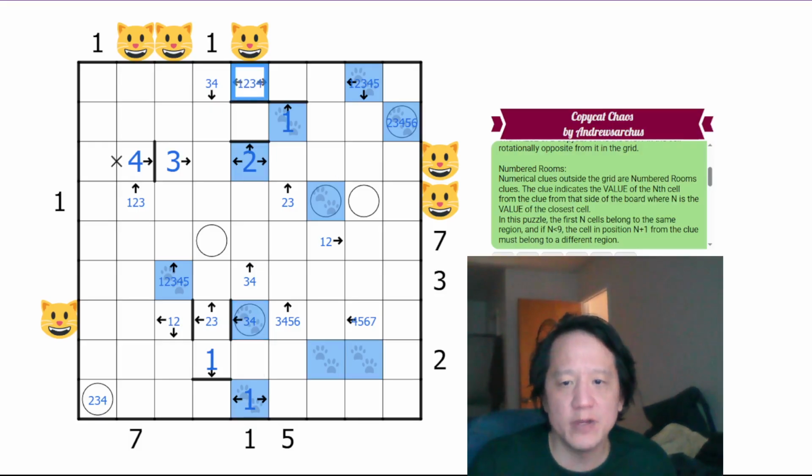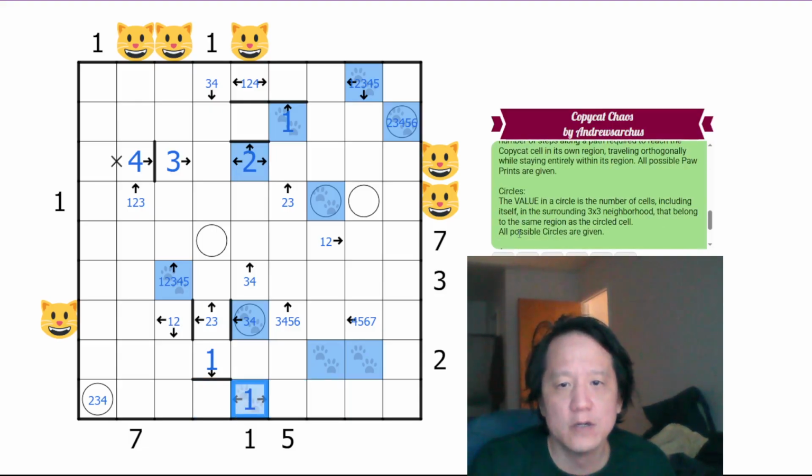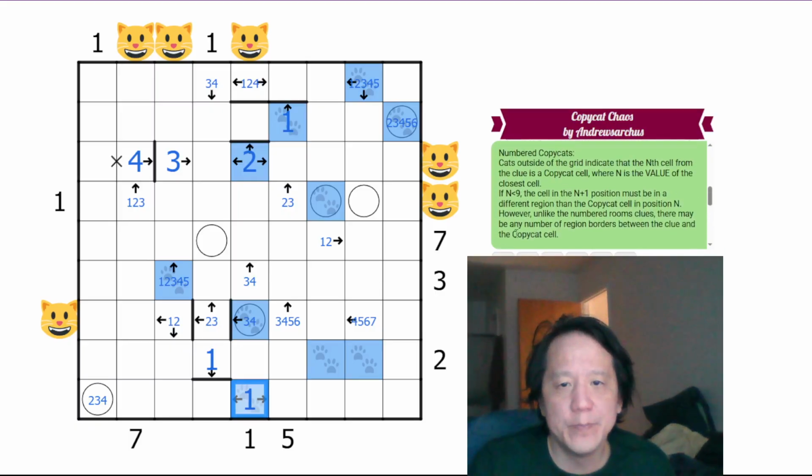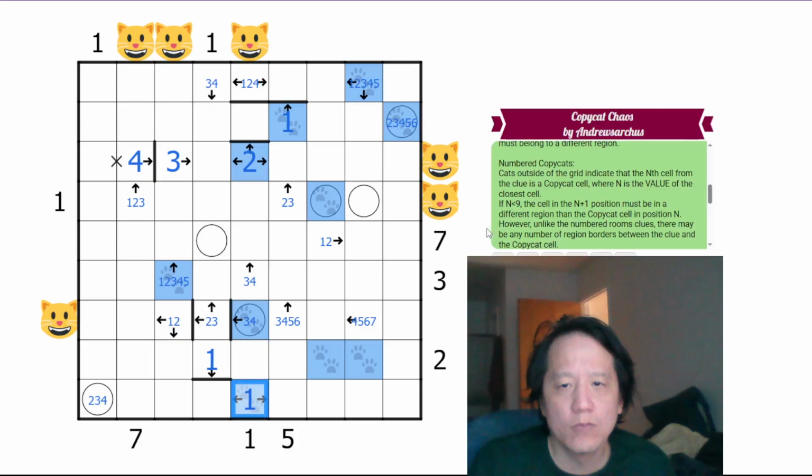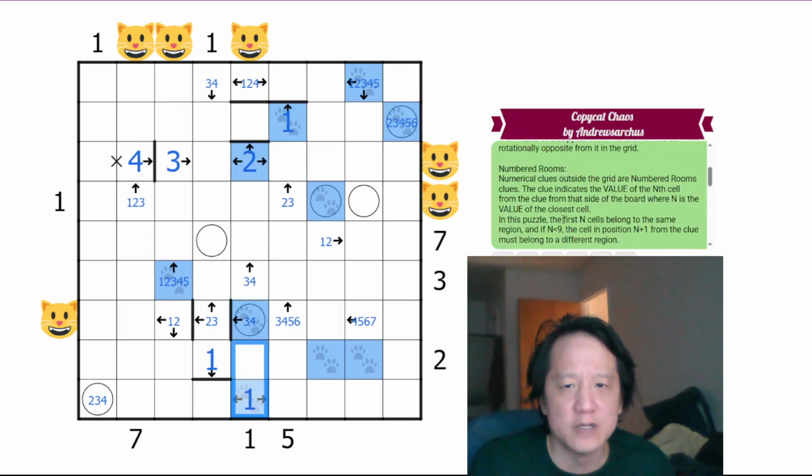The value of the copycat cannot be 3. It could be 2 technically. This is 1 away from the copycat cell. So 1 is saying indicate the nth cell from the clue is the copycat cell. So the first clue in that direction is the not copycat. The clue indicates the value of the nth cell, which is the first cell, where n is the value of the closest cell, which is 1. Right, so that does work.